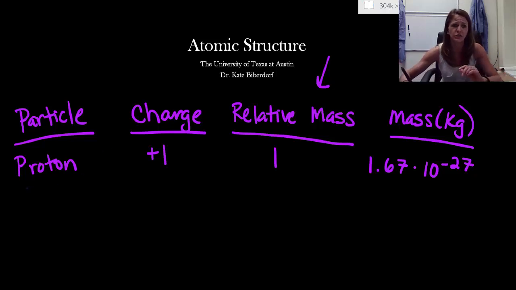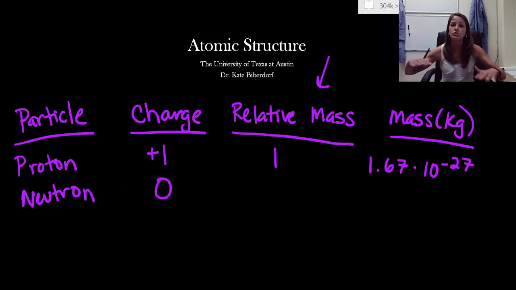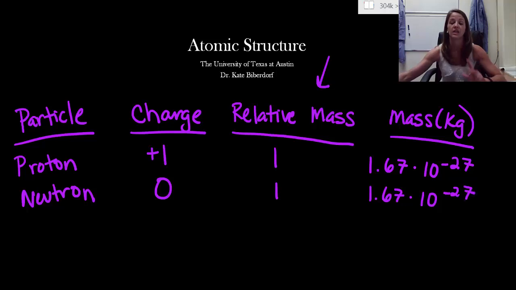So let's talk about a neutron. A neutron has a charge of 0, okay? So we say it's neutral, there is no charge. It also has a relative mass of 1, and that is simply because it has the exact same mass as a proton. So we say it's 1.67 times 10 to the negative 27th kilograms.